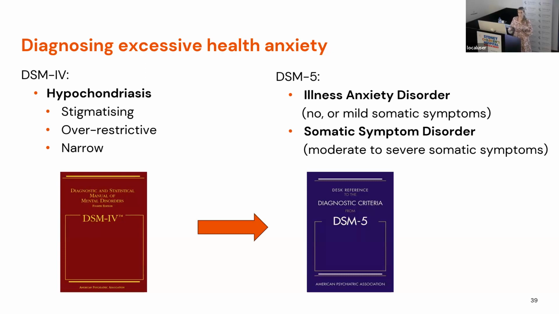These two disorders are relatively similar. They're both characterized by a preoccupation around health, but they are predominantly distinguished by the intensity of the somatic symptoms that the individual will be experiencing. And when I say somatic symptoms, I'm referring to physical symptoms like chest pain or headache. For someone to receive an illness anxiety disorder diagnosis, they won't have any somatic symptoms, or if they are present, they're only mild in intensity. Whereas for someone to receive a somatic symptom disorder diagnosis, they'll experience moderate to severe somatic symptoms.